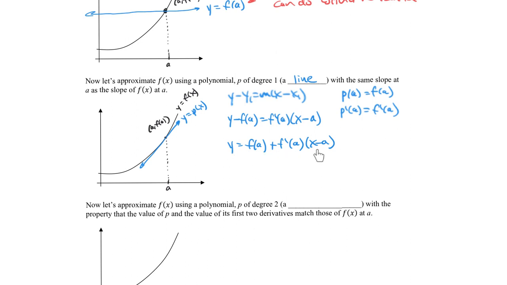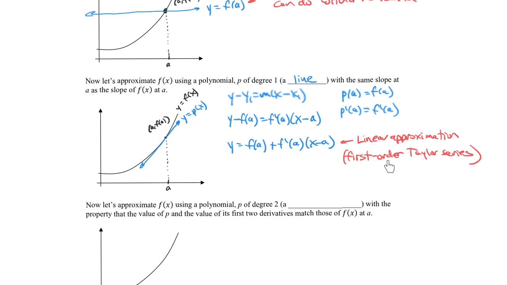In Calc 1, you probably saw something like this, because in Calc 1, we call this a linear approximation. So in Calc 1, we said, hey, here's a linear approximation of the function. So it's a straight line that approximates that curve. Well, although it may not have been mentioned, it's also called a first order Taylor series. So this linear approximation is a Taylor series.